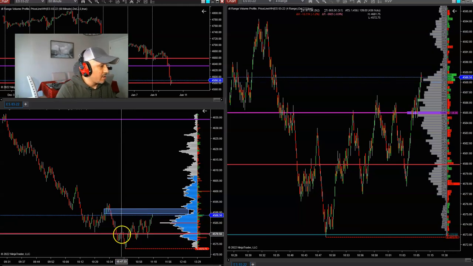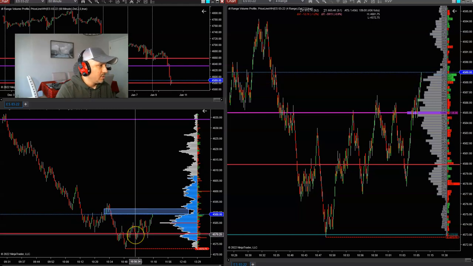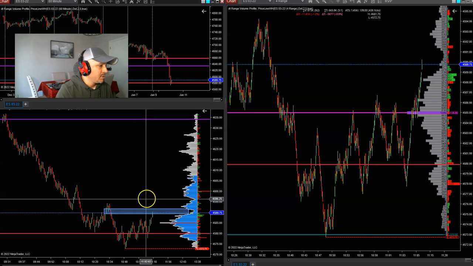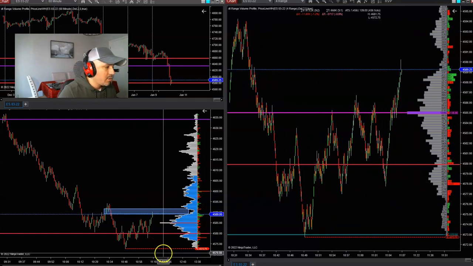It did break structure right here as it pushed down. It broke structure to the upside, came back, boom, taps into demand, boom, pushes up, pulls back to demand, boom. So what's it going to do right here now? This is the key. Are we going to break?